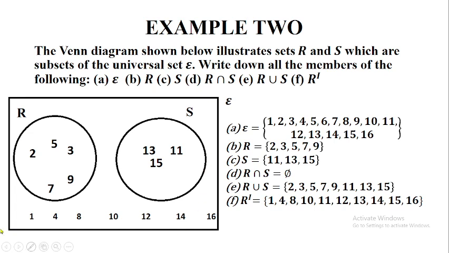The box represents the universal set, which is E. Then we have set R and set S, but there's no interaction between set R and set S. They have their own elements, there's no connection between them. They don't have common elements. So if you are to list the elements of the universal set, that means all the elements inside the box are the elements of the universal set.